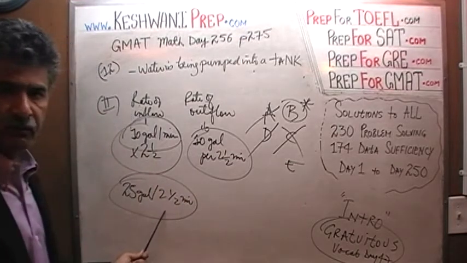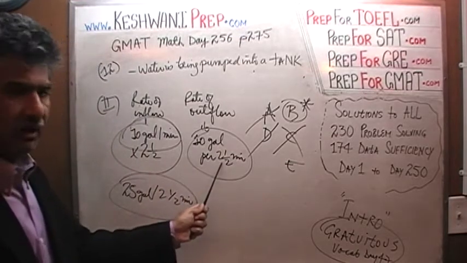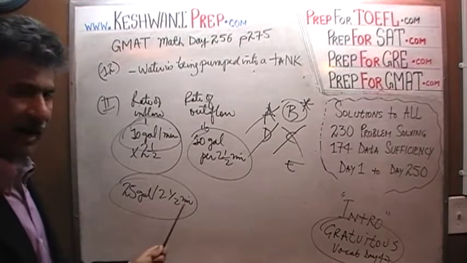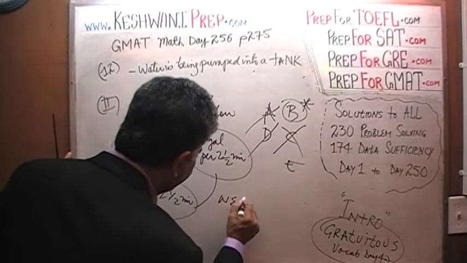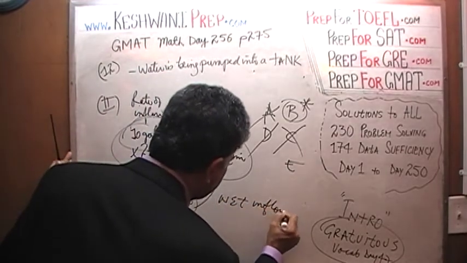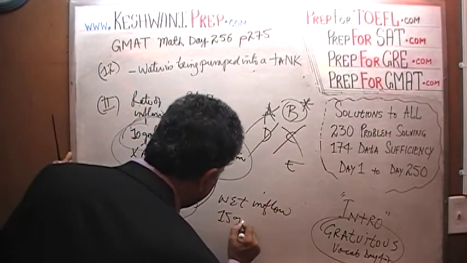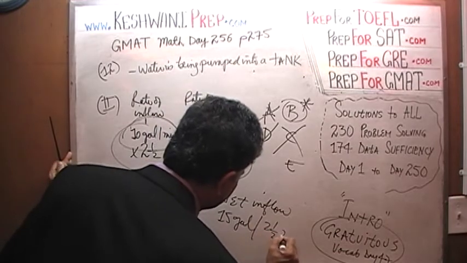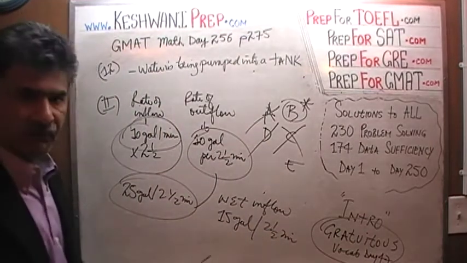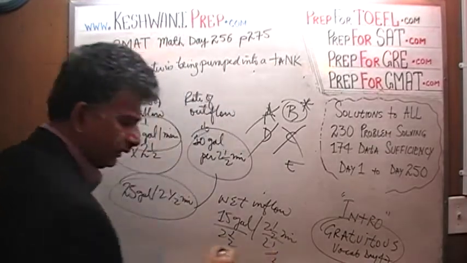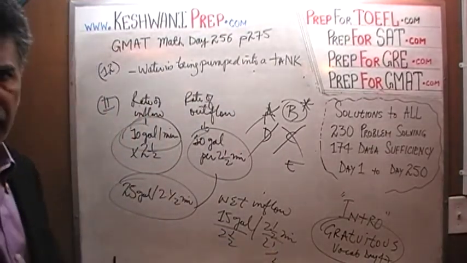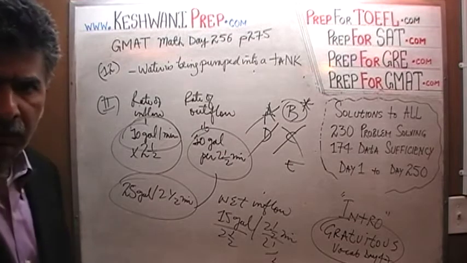The rate of inflow is 25 gallons per 2.5 minutes. The rate of outflow is 10 gallons per 2.5 minutes. The net inflow turns out to be 15 gallons per 2.5 minutes. And if you're interested to figure out per minute, you just divide both by 2.5 and you're done. But we're not going to do all of that. It's not necessary, you understand? Let's move on to number 13.